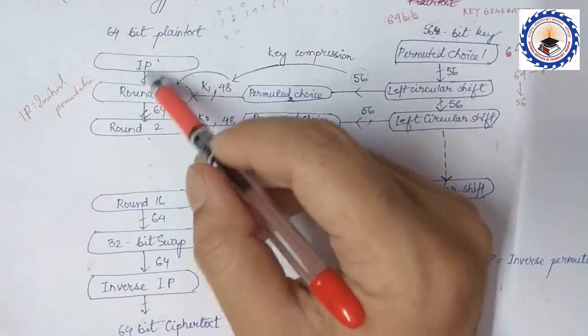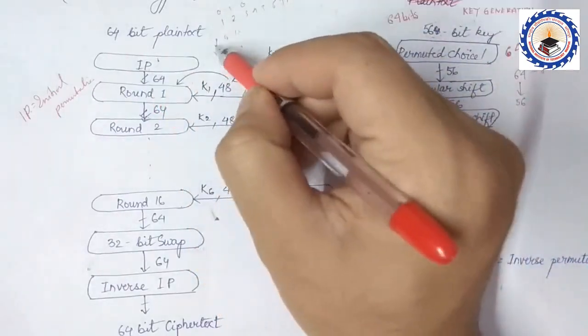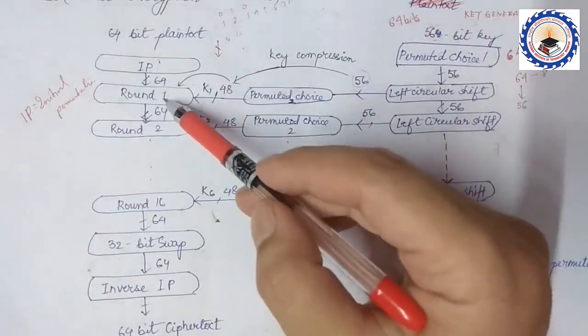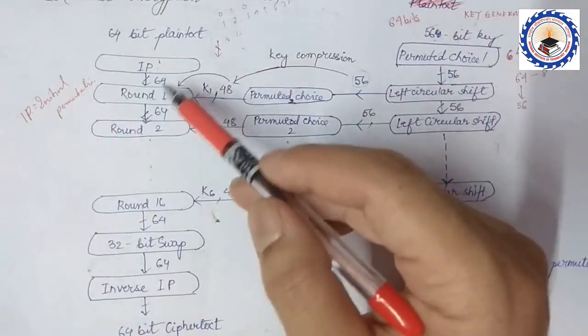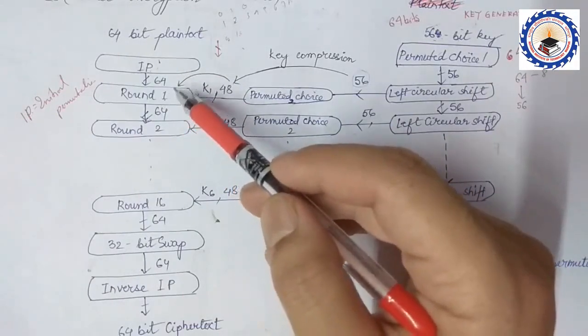Okay, since I cannot draw each and every bit, I put an arrow mark here to represent the number of bits as an approximate of 64 bits. Then they will follow round 1. Inside round 1 it will go through certain procedures. There we also have the round functions.